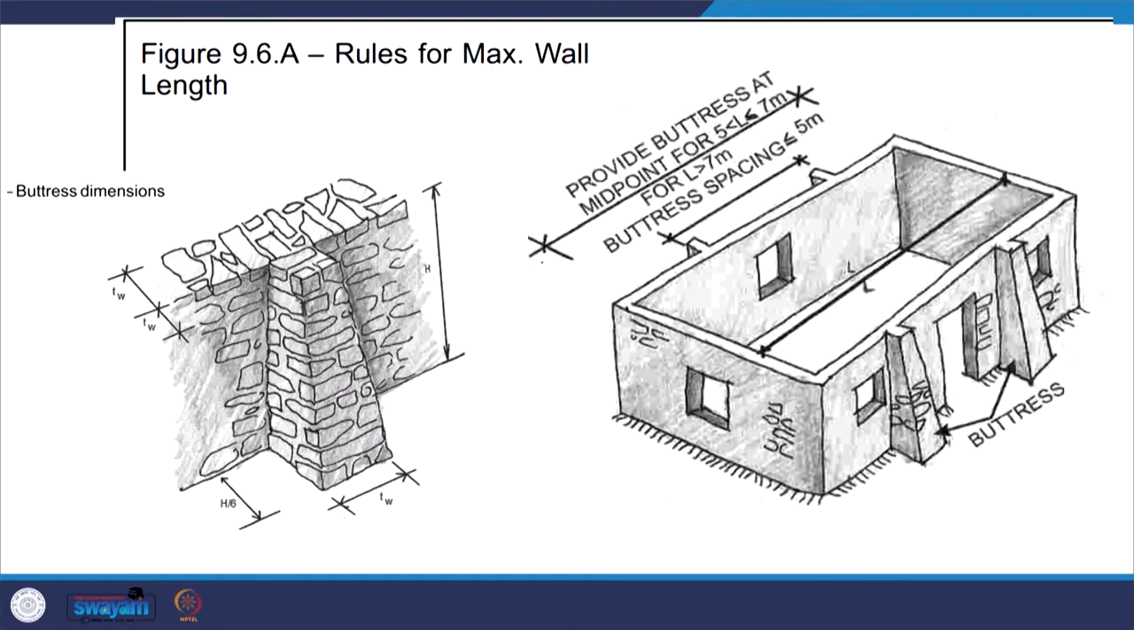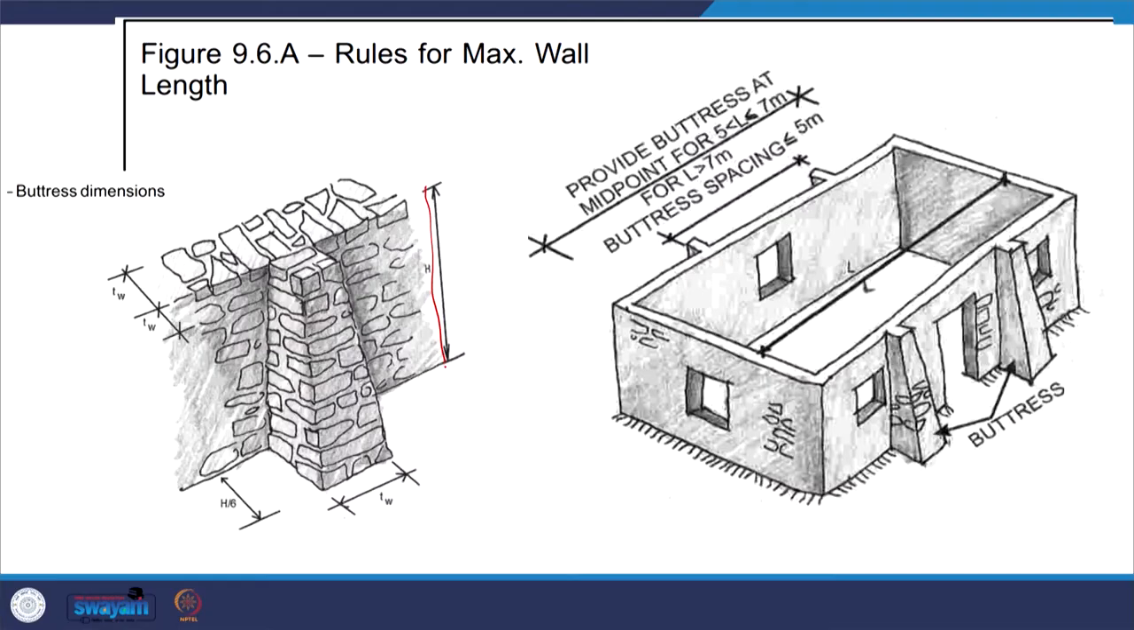And especially for the wall sections, if you are going for a wall between 5 and 7, at a midpoint we should provide a buttress. Or if you are going for more than 7, the buttress spacing should be less than 5 meters. In that way, we need to provide these buttresses so that they give an intermediate support for this wall component. What is the proportion of these buttress dimensions? If this is the height of the wall and this is the width of the wall, this should be h/6, and this should be the width of the wall. So this is a kind of thumb rule which they have provided for how to make the buttresses.